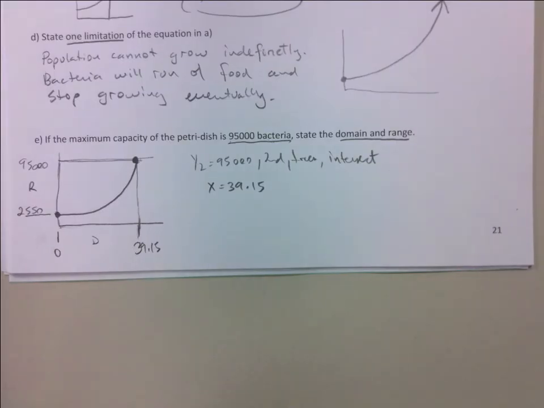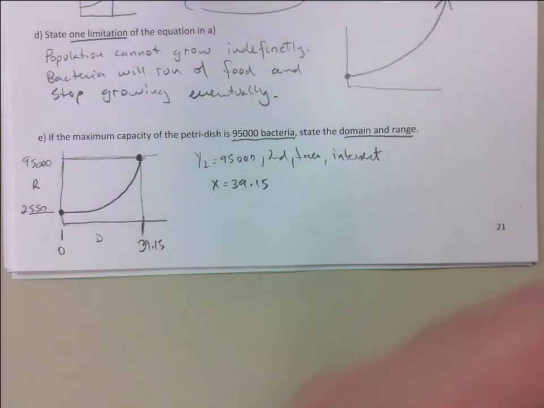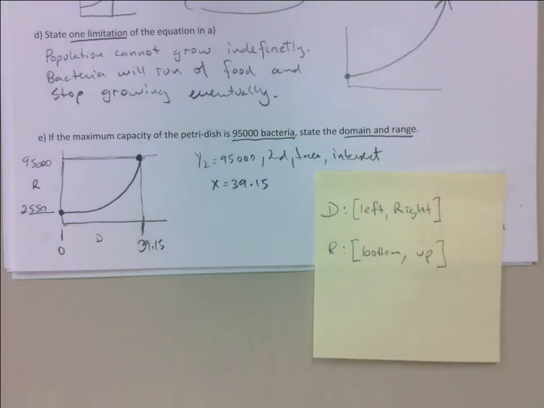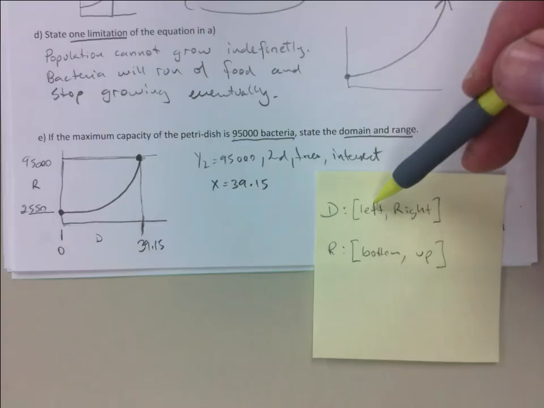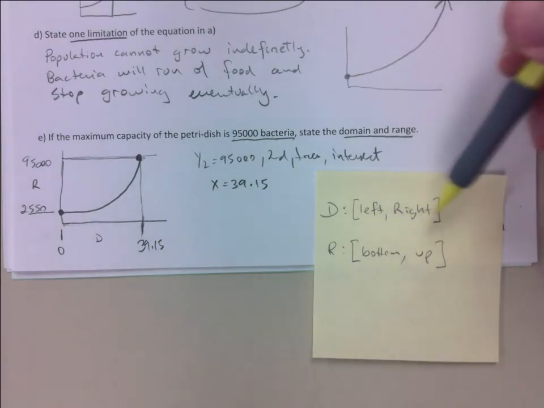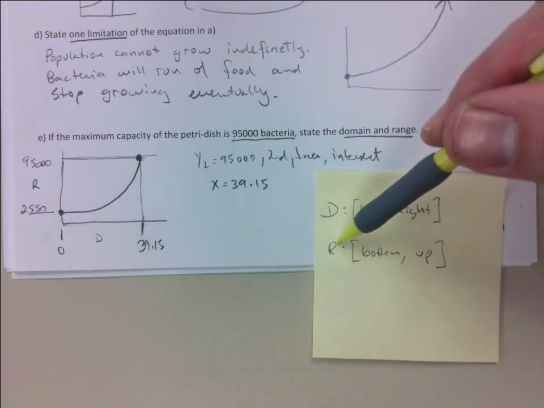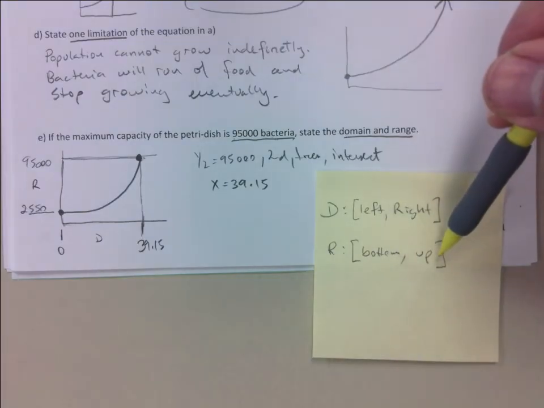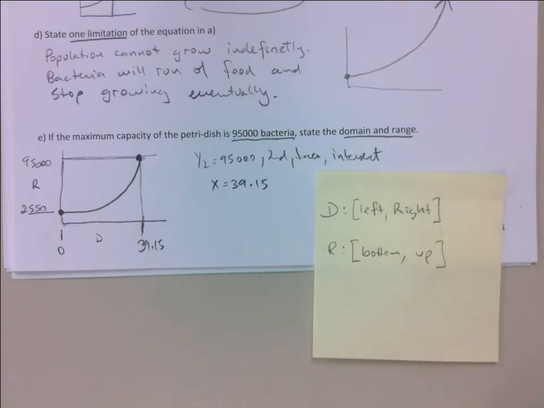I looked at one of my students' study sheets, in grade 11 applied, and I thought, this is actually great advice, so I'll put it up on the screen. Domain is always left to right. You start left, you go right, in that order. Range is always bottom, then up, from the bottom to the upper limit. If that helps you, I'm going to leave it there for a bit.